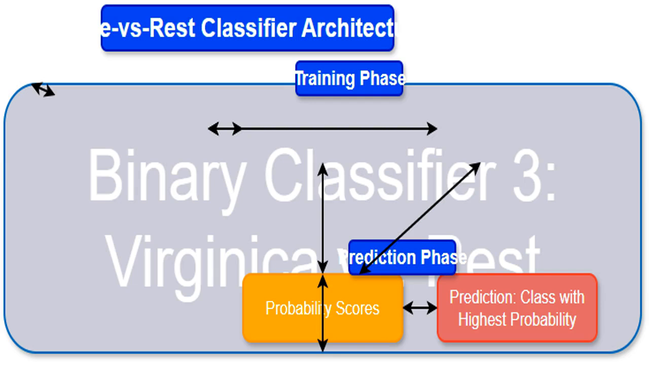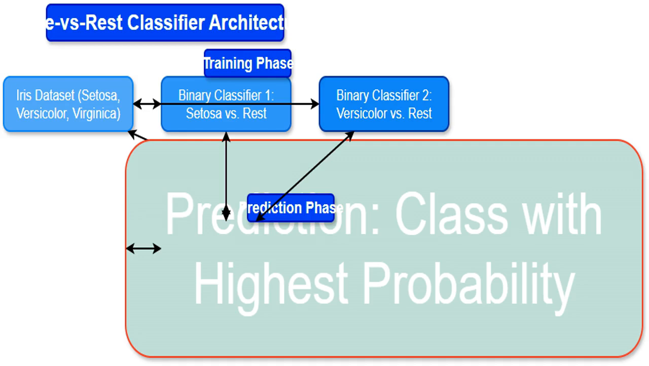Another of the three binary classifiers. This classifier specifically learns to distinguish iris virginica from iris setosa and iris versicolor. The algorithm figures out what makes virginica different. After the three binary classifiers generate their probability scores for a given iris flower, the classifier with the highest probability score determines the final prediction. In other words, the species predicted is the one with the highest probability score.